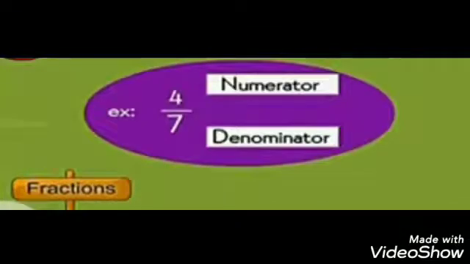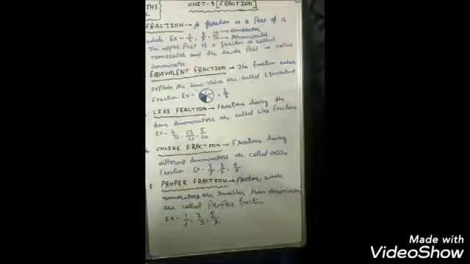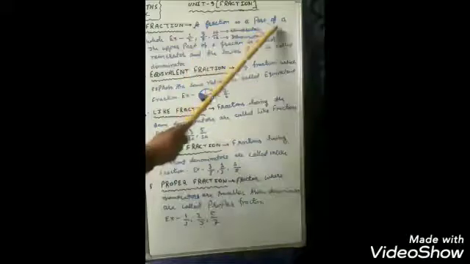As we know that a fraction shows part of a whole, it is denoted by numerator and denominator. There is an example, 4 by 7. In this example, 4 is a numerator and 7 is a denominator. Today we will start a new unit, that is fraction. Unit 9 fraction. At first we will understand what is fraction. A fraction is a part of a whole.